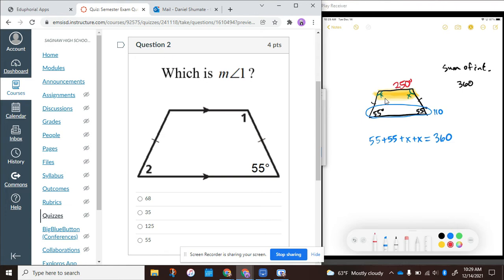And if we're evenly splitting it between that one and that one, each one is going to be 125 degrees. Each one's going to be 125. So when it's asking about angle 1 in this picture, that'd be 125.